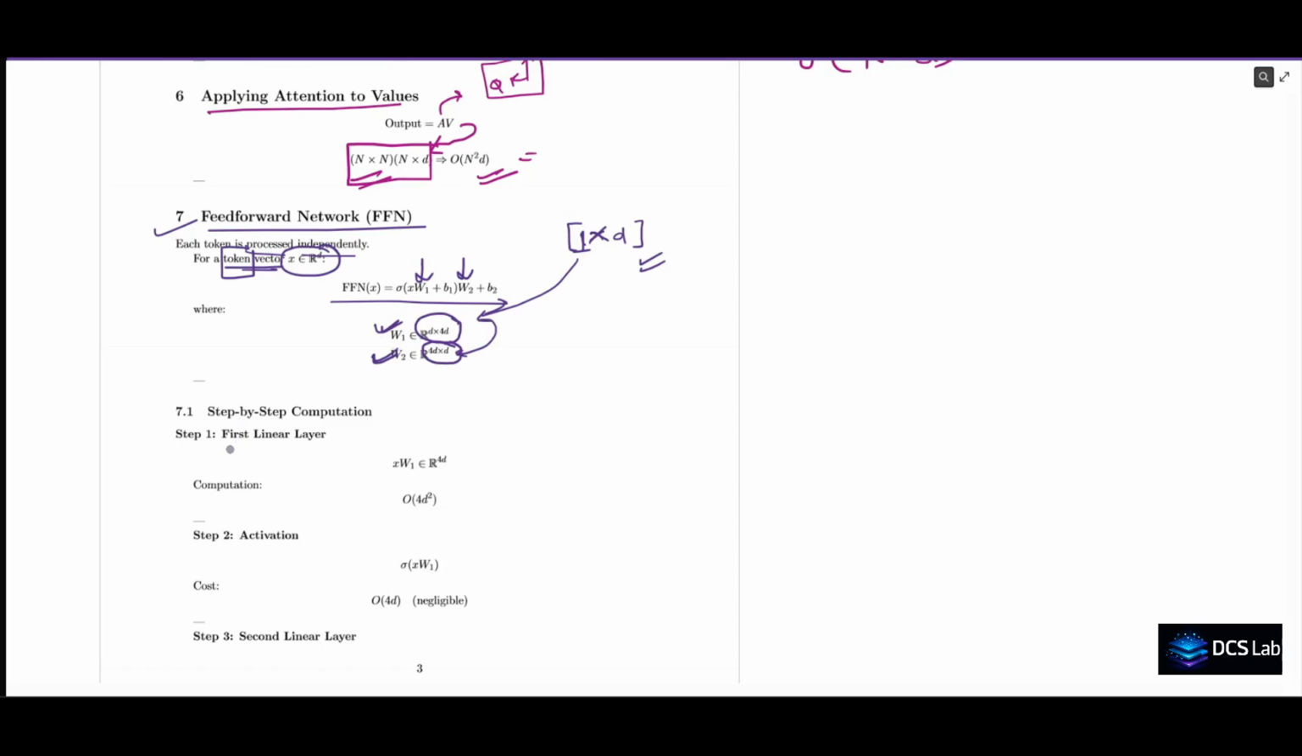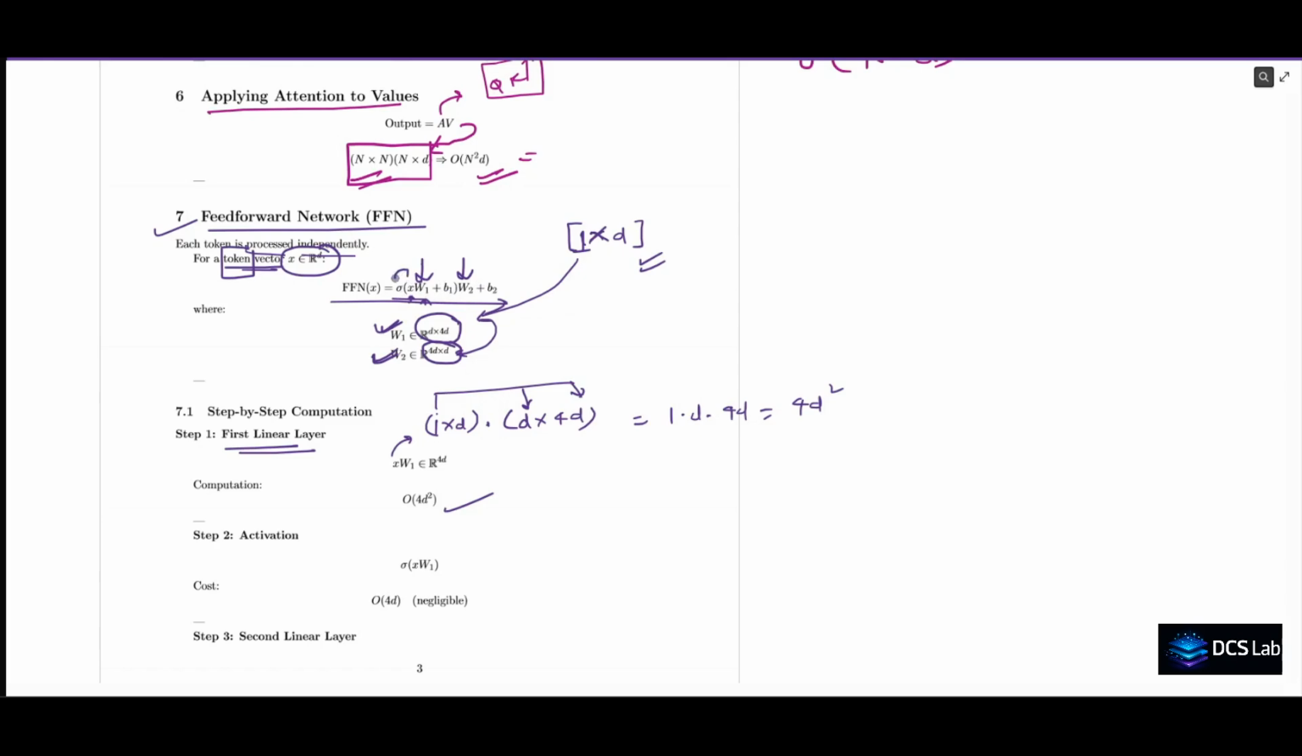What happens first? As per the expression, there's a dot product between the input vector and the W1 component. X was of size 1 cross D, and there's a dot product with W1, which is of size D cross 4D. And as per our matrix multiplication cost, we know the total cost will be 1 into D into 4D. It's 1 dot D dot 4D, which is equal to 4D square. That's what we have, right? Next, this has to be added with a bias, negligible cost again. So we are ignoring that.